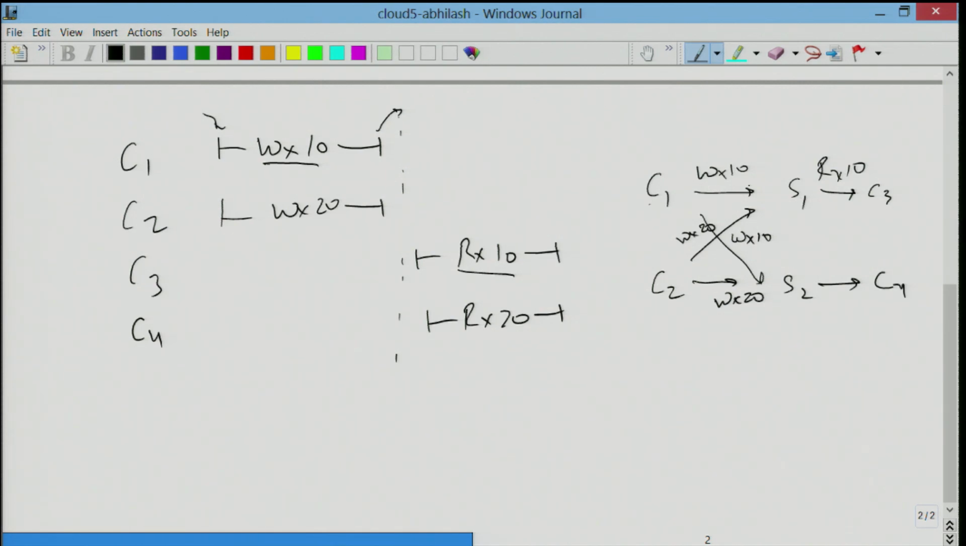So WX10 reached S1 before WX20 did, right? So S1 thought that x is still 10, right? So it returns x as 10, whereas S2 thinks that x is 20, right? So it returns x as 20.